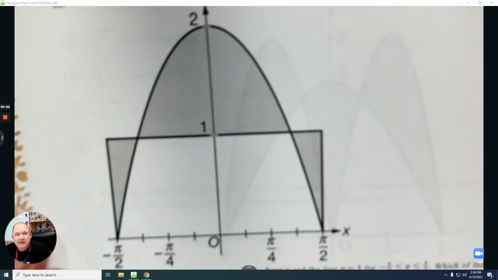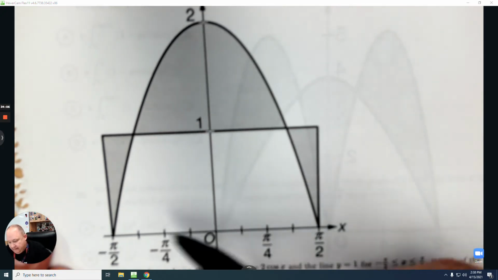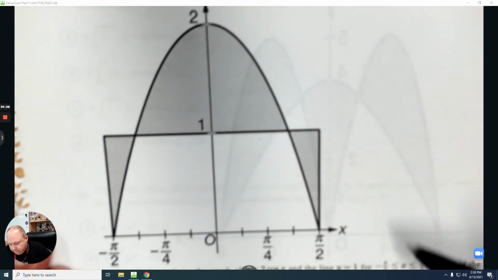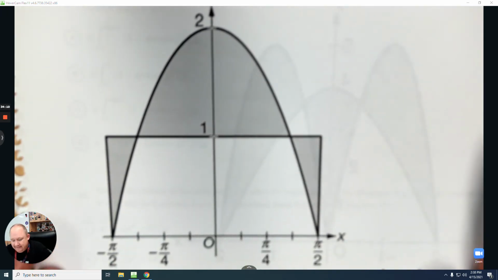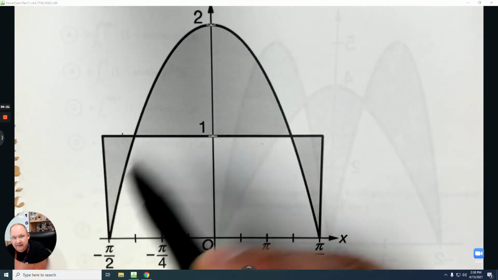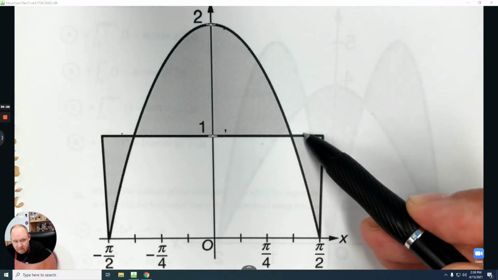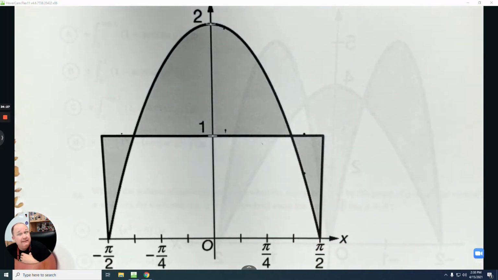Number 53, you're given a graph. It says the figure above shows cosine and the line y equals 1. And it says which of the following gives the sum of the areas of the region. We need to know it's top subtract bottom. So the first one is 1, subtract the cosine. The next one is cosine, subtract 1. And then the last one's the line, subtract cosine. So we got to keep that in mind.